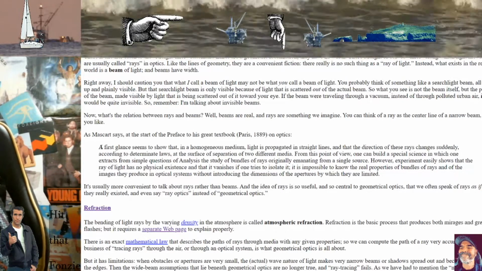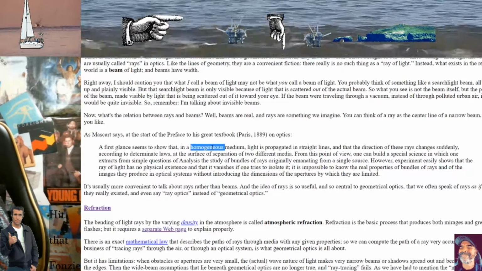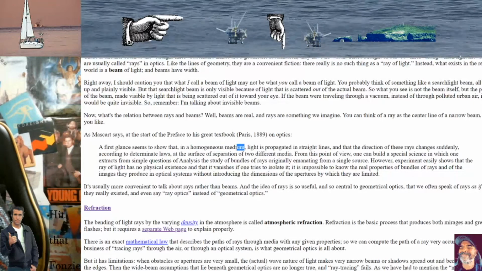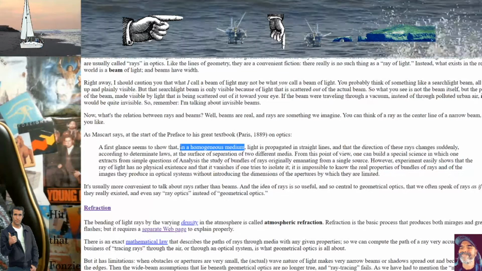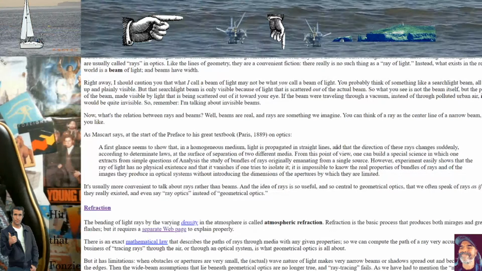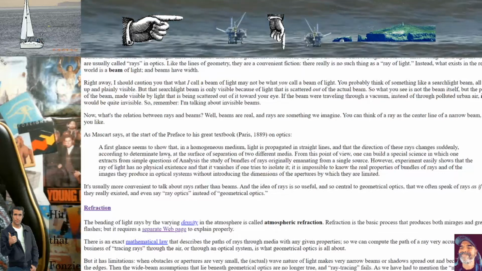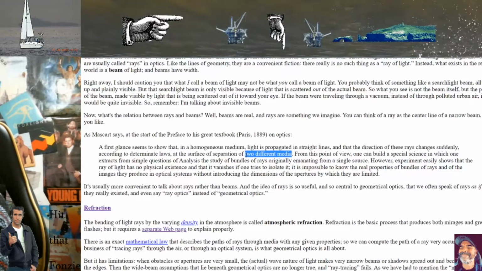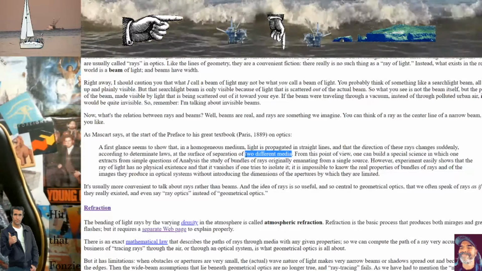Mascart says, "At first glance it seems to show that in a homogeneous medium, light is propagated in straight lines." Okay, I know that this is a reference to an older work, but where has this been done? Where have you seen light propagating in a straight line in a homogeneous medium? Where do you see that? Okay. "And that the direction of these rays changes suddenly according to determinate laws at the surface of separation of two different media." All right? We're talking about right now the old pencil bending, refracting in the water trick.